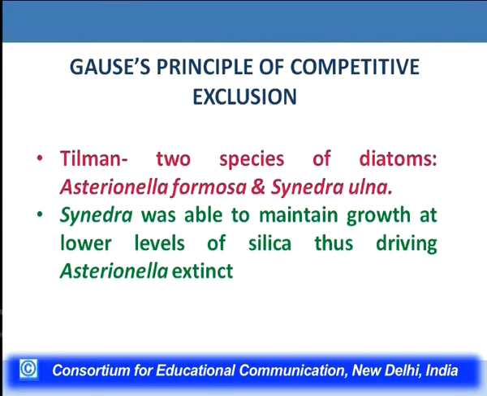Another study was done by Tilman, who studied two species of diatoms, namely Asterionella formosa and Synedra ulna, and he saw that both the diatoms were utilizing silica for their growth. He found that Synedra was able to maintain growth at lower levels of silica, and when they were grown together, Synedra utilized silica and caused the silica level to fall to a very low extent. But even then, Synedra individuals were able to survive because they could maintain their growth. But Asterionella required a higher level of silica, and when the level fell very low, Asterionella individuals went extinct.